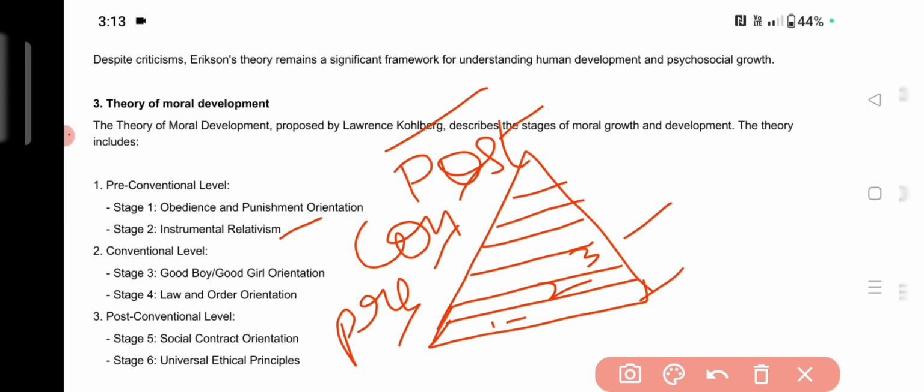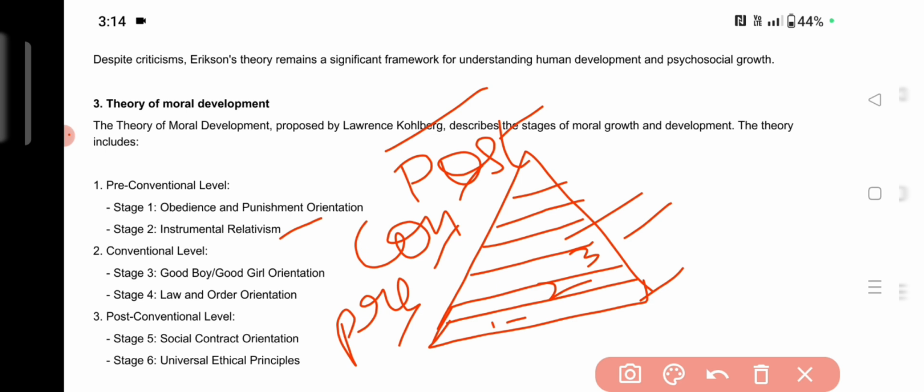So coming to stage 4, that is law and order orientation. The law and order orientation is in the conventional level only. So it is the fourth stage. It means the upholding of the law and social orders, everything. So maintaining the social norms and expectations, prioritizing obedience to authority. It's the fourth stage.